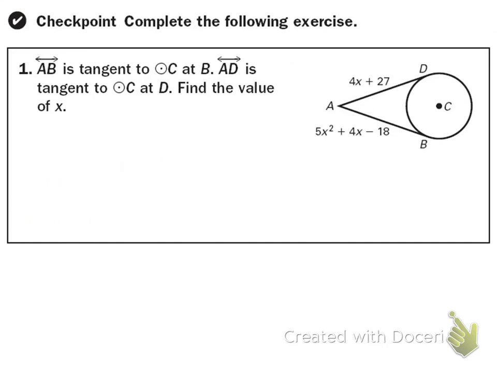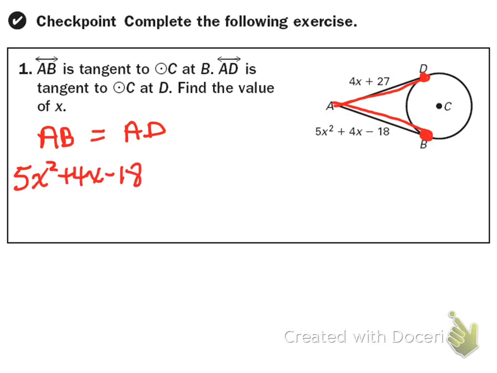All right. Let's look at the last example. Again, we have segments or lines that are tangent to our circle. This segment is tangent at point B, and this segment is tangent at point D. What's true about these two segments, Ezra? They are congruent. Segment AB will be equal to segment AD. Substitute in. AB is 5x squared plus 4x minus 18. That will be equal to 4x plus 27. What would you do first, Hunter, to solve this equation? Combine like terms.